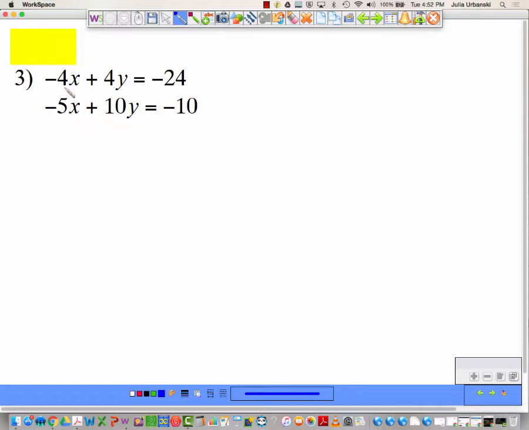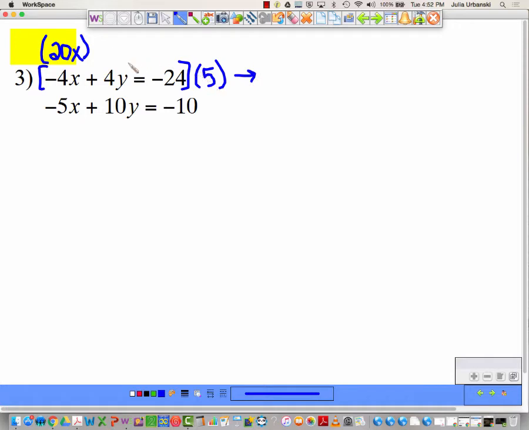This one's different though, because with 4 and 5, it's not easy to make them cancel. You're going to have to multiply the top and the bottom by something to make that happen. So to make the x's cancel, we're going to try to turn them both into 20x. One of them is going to be negative 20x, and one of them is going to be positive 20x. So the top equation, if I have negative 4x and I want to make it 20x, I'm going to multiply the whole thing by 5.